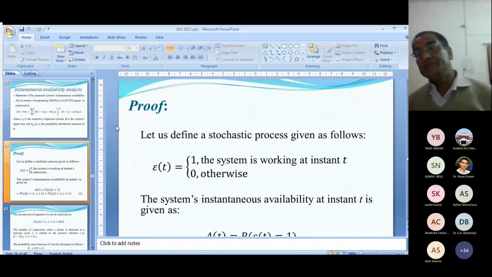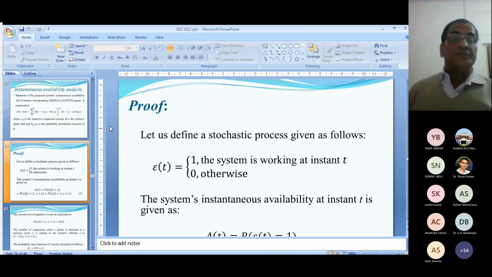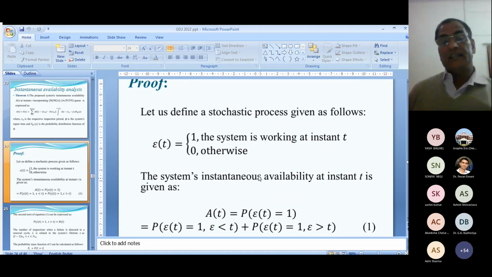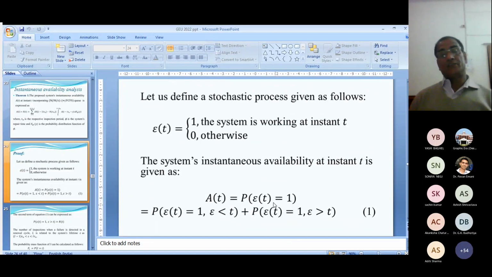Yeah, to prove this one, let us define the stochastic process epsilon(t) as 1 when the system is working and 0 otherwise. Availability of the system will be the probability that epsilon(t) is equal to 1, which means the system is available, it is operational. This may be decomposed into two parts: when epsilon is less than t, and when epsilon is greater than t.